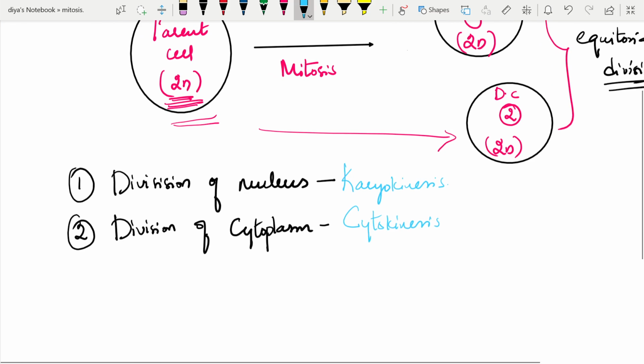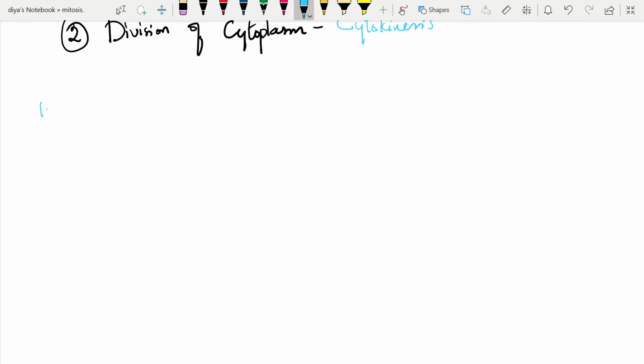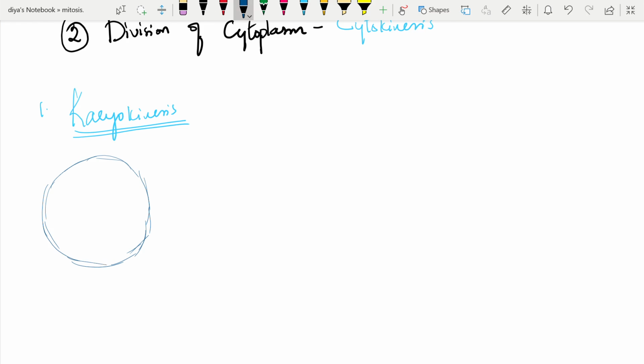So first let us see what karyokinesis is. So first let us assume this is a cell which is ready to divide into two daughter cells.